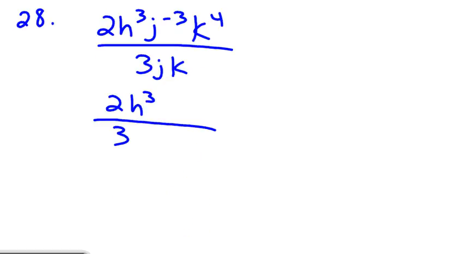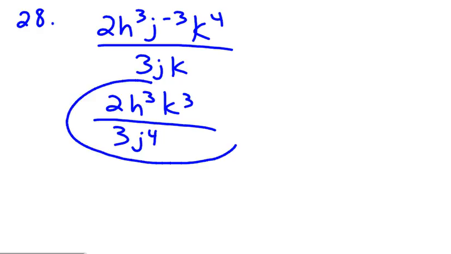Negative 3 minus 1 is negative 4. So we do j to the negative 4, but then we flip it to the bottom, j to the positive 4. K to the 4th divided by k, 4 minus 1 is 3. It's positive, leave it on top.